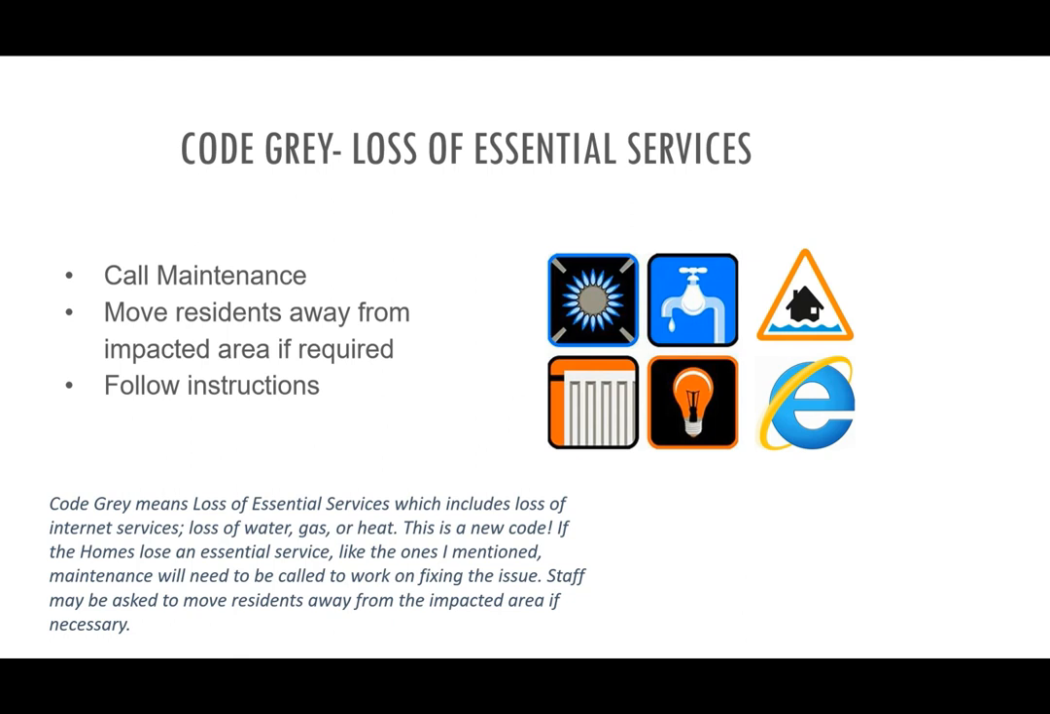Code gray means loss of essential services, which includes loss of internet services, loss of water, gas, or heat. This is also a new code. If the homes lose an essential service, like the ones I mentioned, maintenance will need to be called to work on fixing the issue. Staff may be asked to move residents away from the impacted area if necessary.